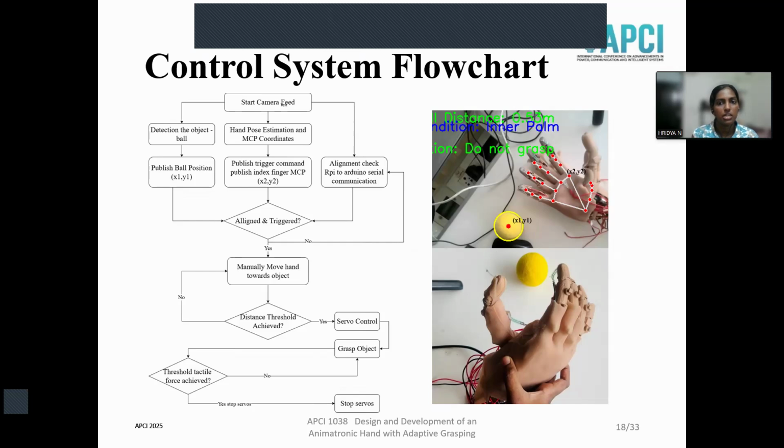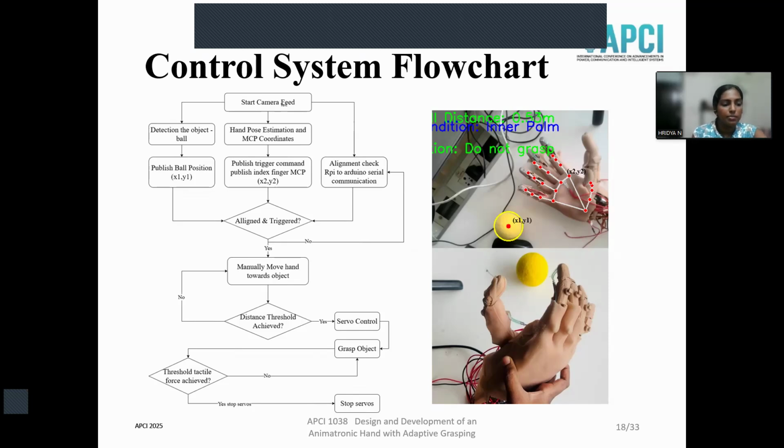Hand pose estimation is done by using MediaPipe, and once the object is detected, its position coordinates should be computed. So the position coordinates are x1, y1 and x2, y2. We have to find the MCP coordinate, which is x2, y2, and after finding the coordinates we have to keep a distance threshold also.